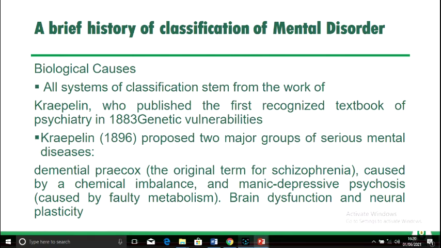All classification systems stem from the work of Kraepelin, who published the first recognized textbook on psychiatry in 1883, that is Genetic Vulnerabilities. Kraepelin, 1896, proposed two major groups of serious mental diseases: dementia praecox, the original term for schizophrenia caused by a chemical imbalance, and manic depressive psychosis caused by faulty metabolism, brain dysfunction, and neural plasticity.